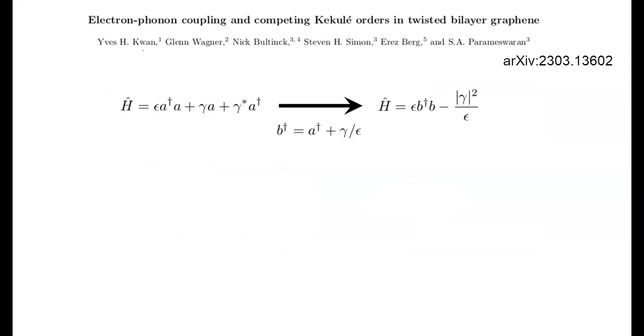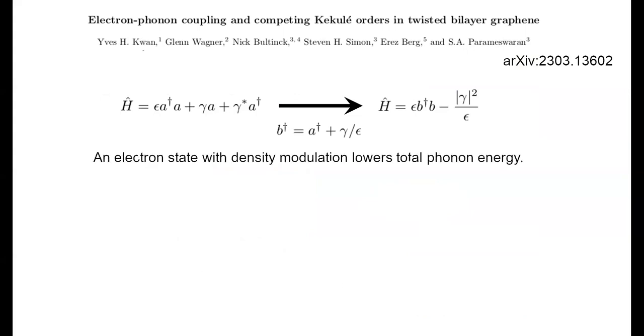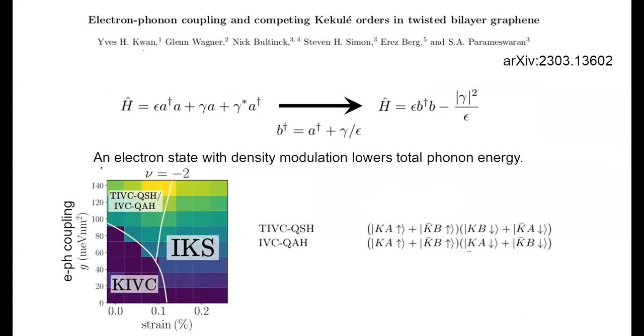And the point here is that phonons will stabilize a density modulation. Phonons like density modulations. So if you turn on enough electron phonon coupling, you will stabilize a different state of matter, which is neither IKS nor KIVC. So this axis here is the strain, and this axis here is now electron phonon coupling. So IKS at high strain, KIVC at low enough strain. When you get down to very low strain, it's KIVC.